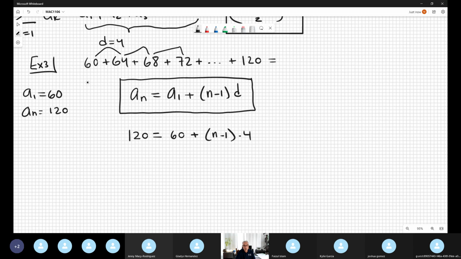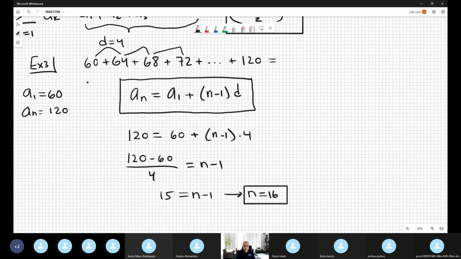So you have an equation, and the only unknown that we have in this equation is n. It indicates the amount of elements that you are adding in the summation. For n, it's easy. One easy way is subtracting 120 minus 60, divided by 4, and this gives me n minus 1. 120 minus 60 is 60, divided by 4 is 15, equal to n minus 1, then n is 16. My summation contains 16 elements.